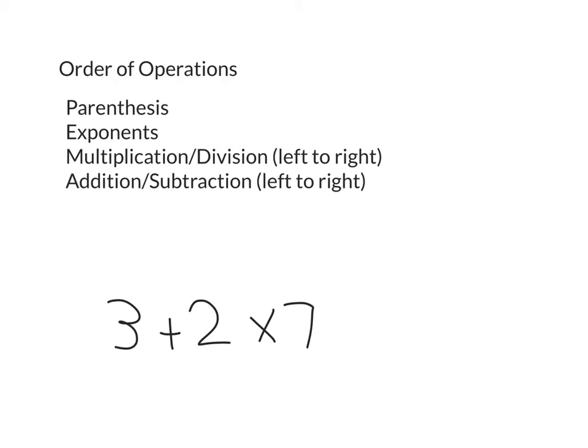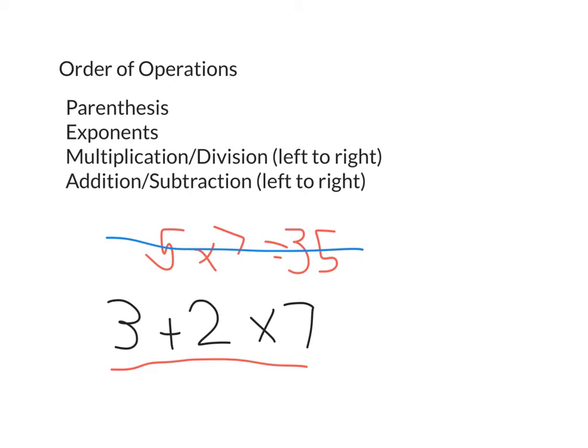So let's look here for a second, down here at this problem. What we've got here is 3 plus 2 times 7. Now if we didn't have order of operations, we'd probably just add the 3 and the 2 together and we'd get 5. Then we times it by 7 and we'd end up with 35. That is actually incorrect.